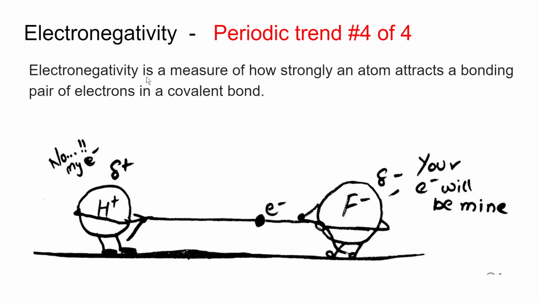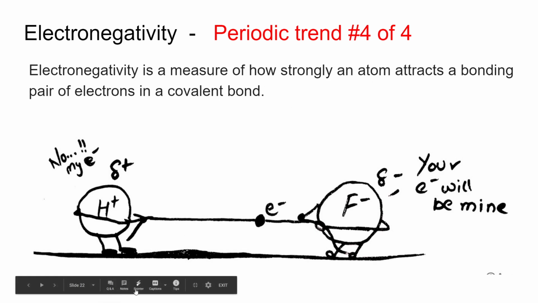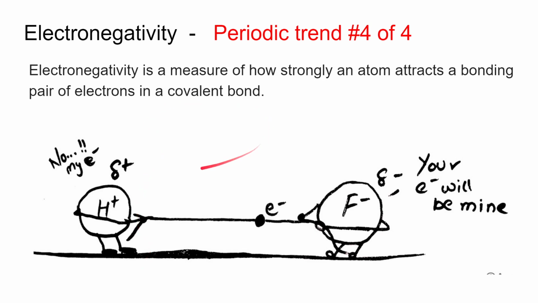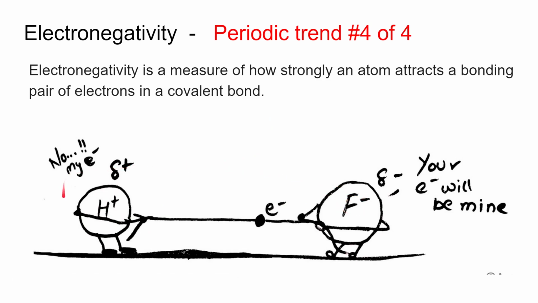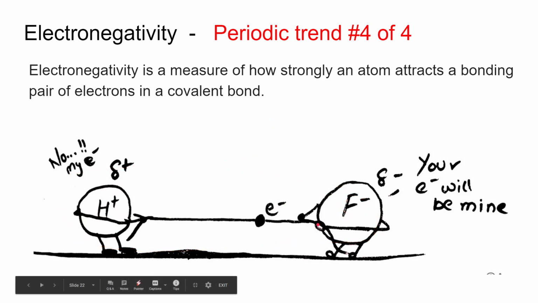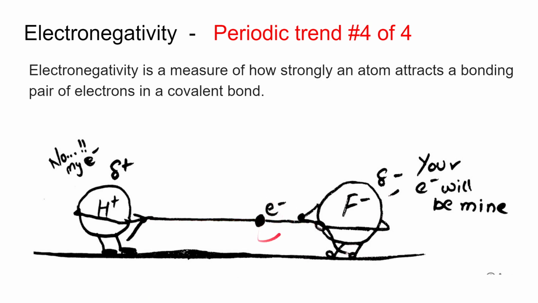So electronegativity is a measure of how strongly an atom attracts a bonding pair of electrons in a covalent bond. Here we have a covalent bond between hydrogen and fluorine. This creates a nice acid. And the covalent bond is represented by this rope. The electrons on the rope, so there's a pair of electrons here because it's a covalent bond.